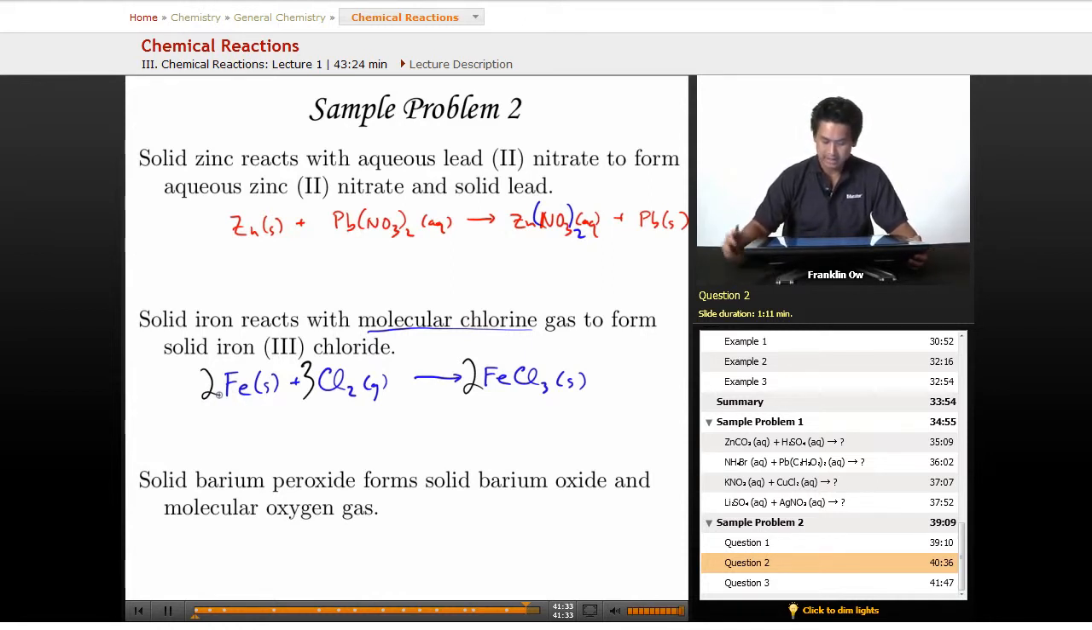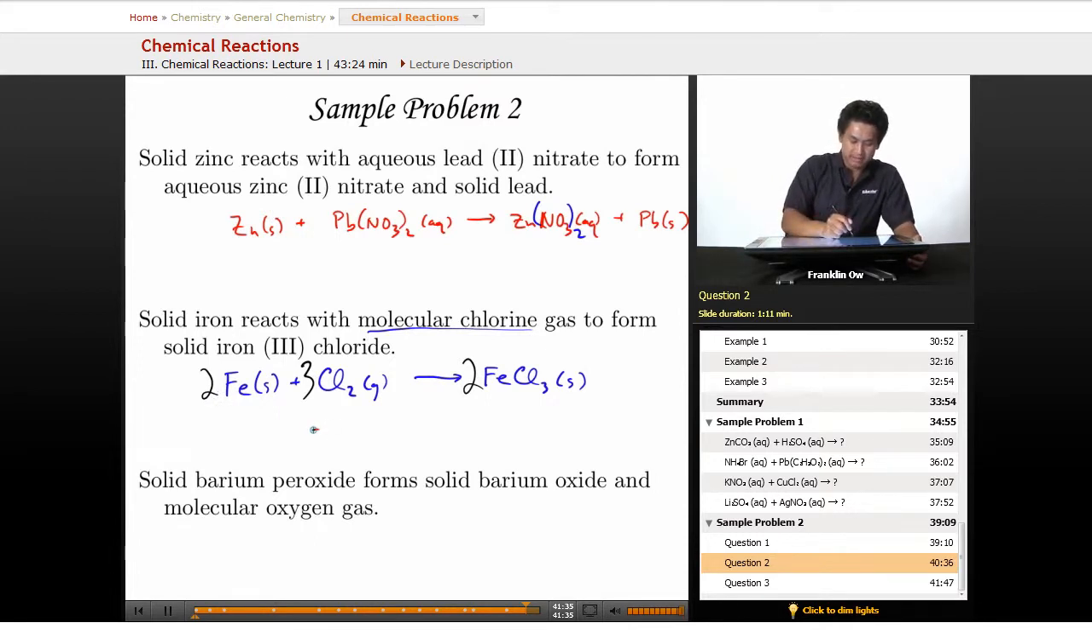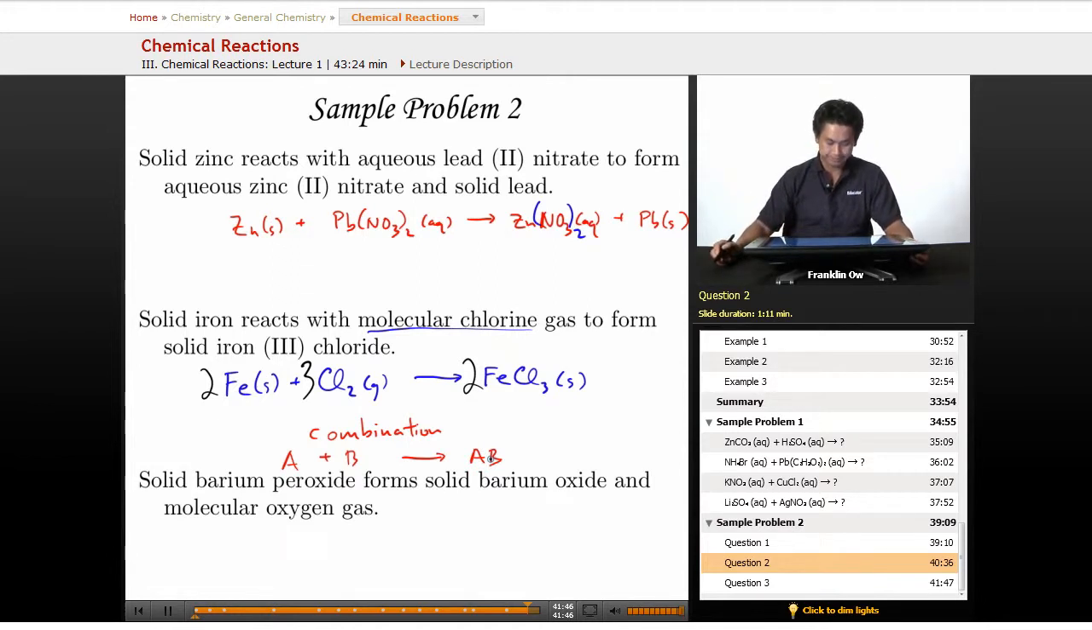All right, this is an example, everybody, of what we call a combination reaction, where we have the form A plus B goes on to form AB. Once again, a combination reaction.